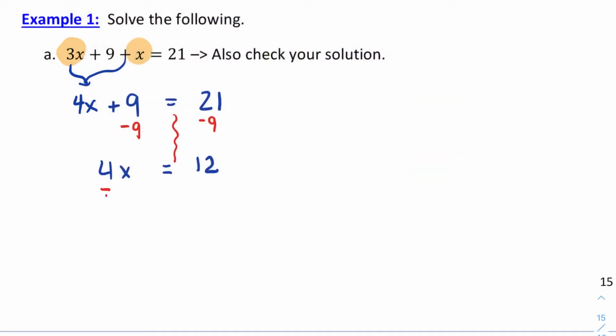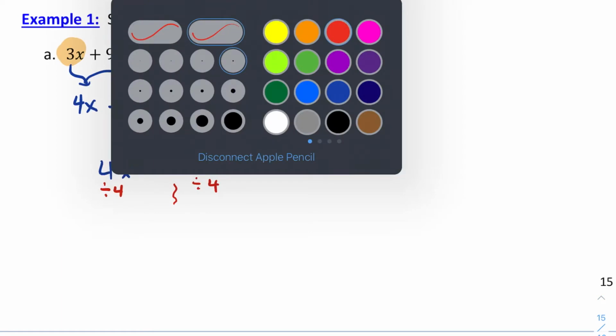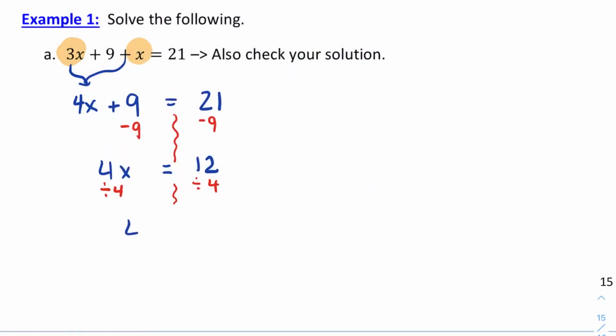My goal is to get what 1x equals. So to undo the fact that I'm multiplying x by 4, I'm going to go ahead and divide both sides by 4. So that'll give me x, just x, not 4x, equals 3. And then we're going to double check our solution by plugging this back into my original and seeing if it makes a true equation or not.